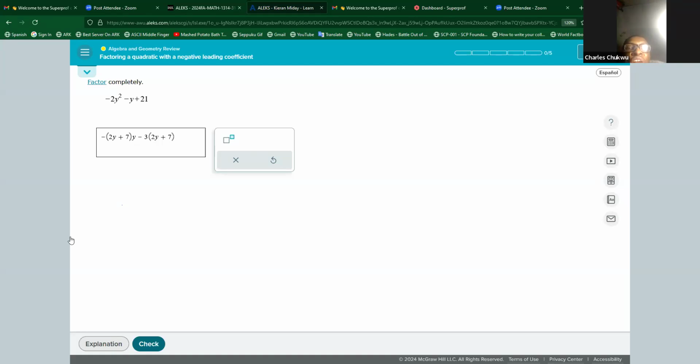So can you see you already have two brackets that look alike? Yeah. So what's going to be in the first bracket? 2y plus 7, and the second bracket will be y minus 3. So you could just rearrange things and you have everything perfect. Yes, you can put your parentheses around the y minus 3. Perfect. Excellent. And that's it. That's it. Okay.